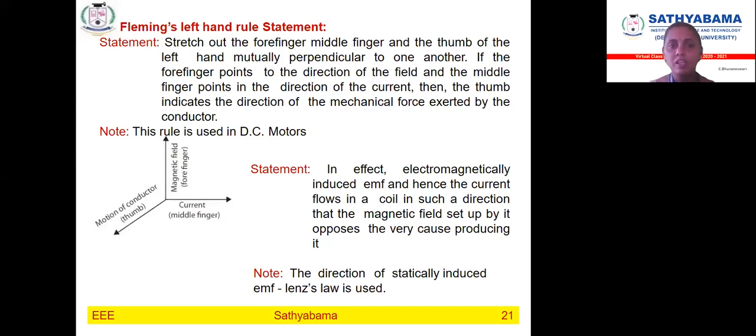The next one, Lenz's law. We have already seen it. The electromagnetically induced EMF causes current to flow in a coil in such a direction that the magnetic field set up by it opposes the very cause producing it. To represent that, we put a minus in the equation. For the direction of statically induced EMF, Lenz's law is used. So we write the equation as E is equal to minus n d phi by dt. This negative sign is representing the direction. It is just stating that it is going to be opposite. That's all. Next.